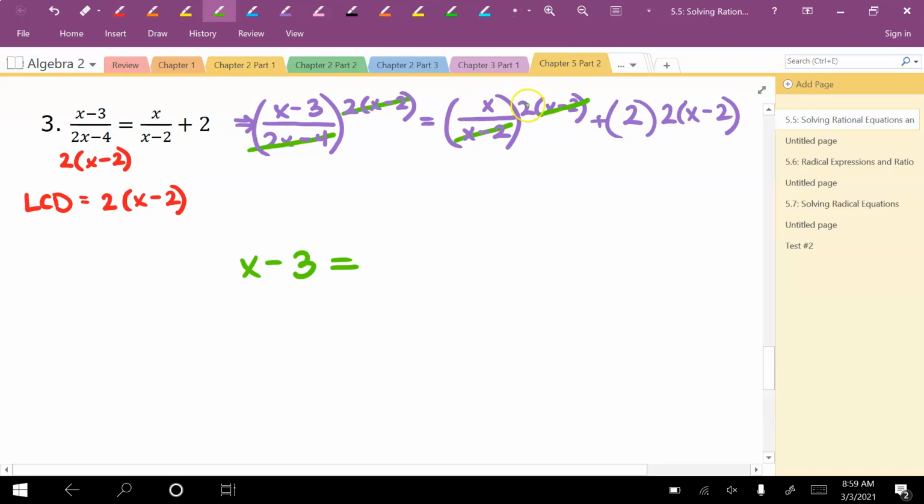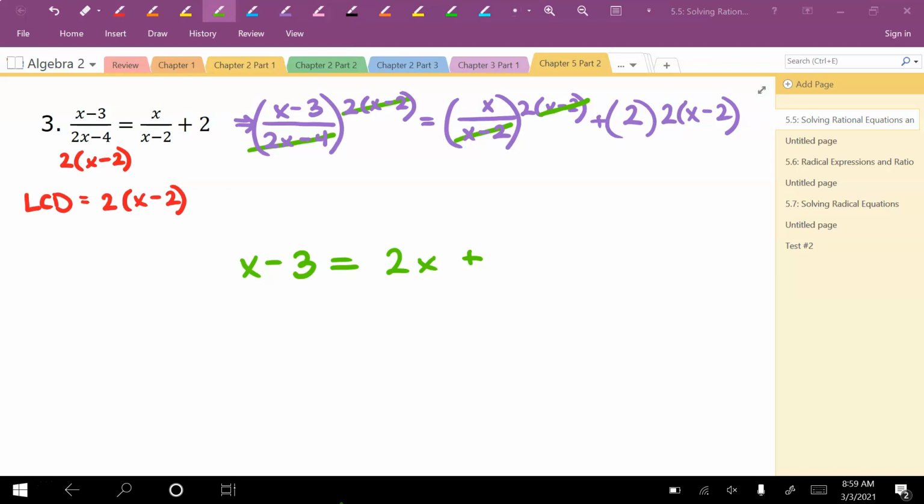What am I left with? Good. X times 2 or 2x plus. Now on the last one, because 2 wasn't a fraction, it just says plus 2. I can't cancel anything off because there's no denominator. There's no fraction over here. I mean there is, but it's all over a 1. So I do have to just multiply this.